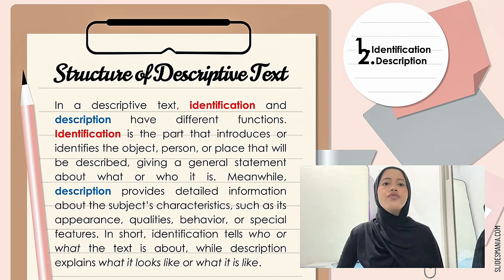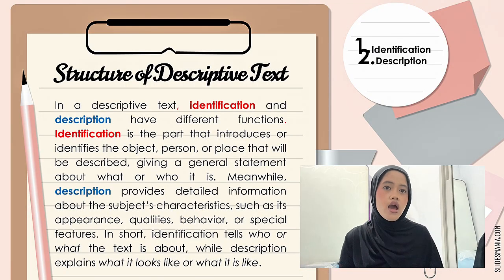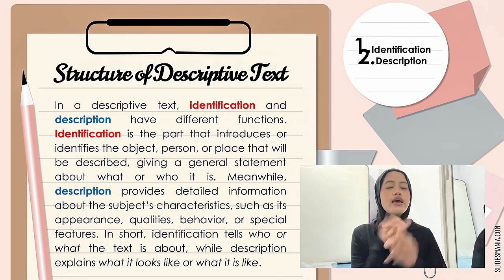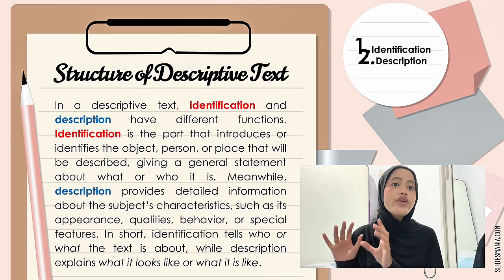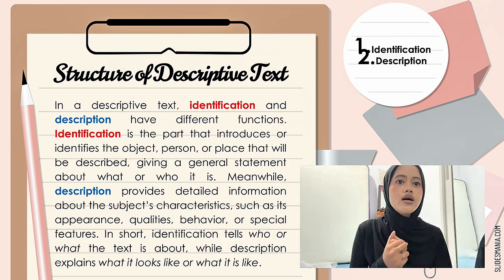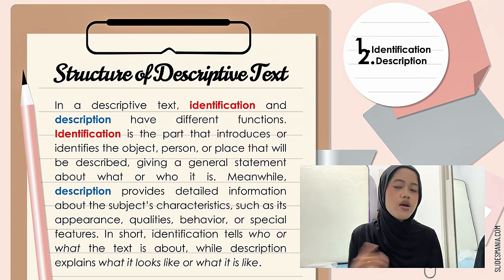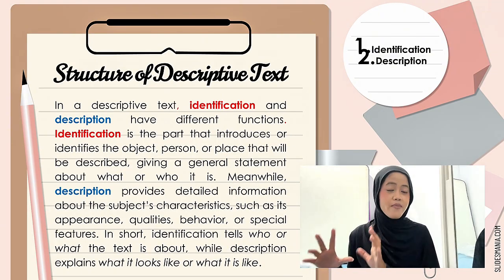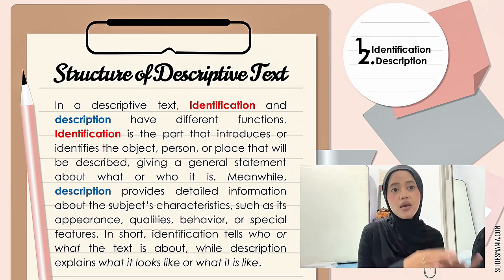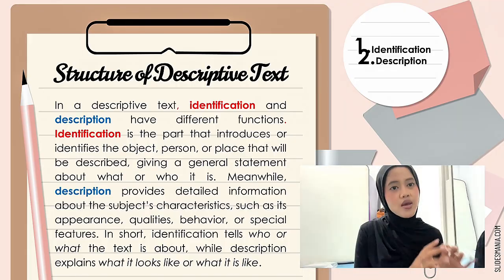Okay, next, the structure of descriptive text. Descriptive text has two main parts. The first is identification and second is description. Identification introduces or identifies the object, person, or place that will be described. For the example, animal. I have an animal, a cat. I have a cat. Its name is Mimi. Only identify my cat. The name is Mimi.